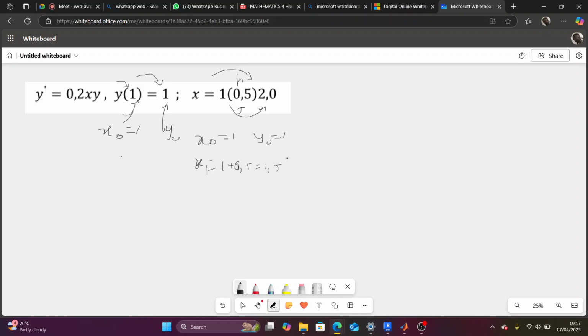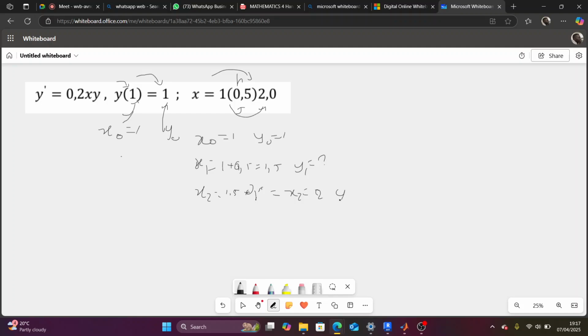1,5. So which is what? Now what do you have here? y1, which is unknown. Now you go to x2. x2 will be this 1,5 that you see here plus 0,5. So this is x2. So x2 is equal to what? x2 is equal to 2.